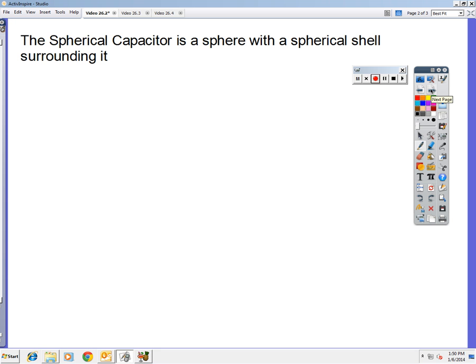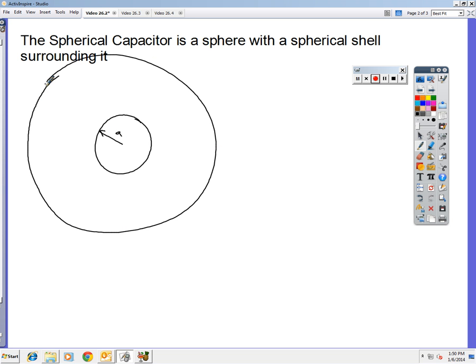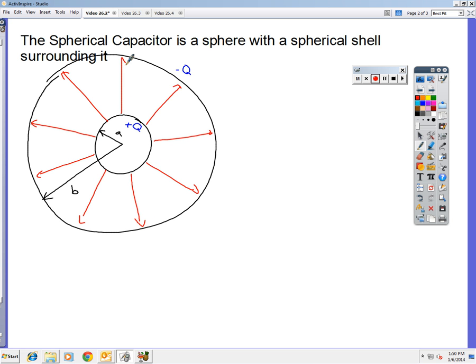Now we're going to look at a spherical capacitor. What we've got is a central conducting sphere of radius little a surrounded by a spherical conducting shell of radius little b. You're going to put plus Q on the inner shell, minus Q on the outer shell. There's our first step. Our next step is we need to find the electric field between the two shells. And you can just figure out from symmetry that the electric field points radially outward, and we want to find out what it is.